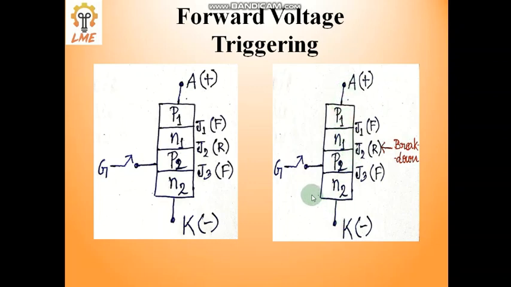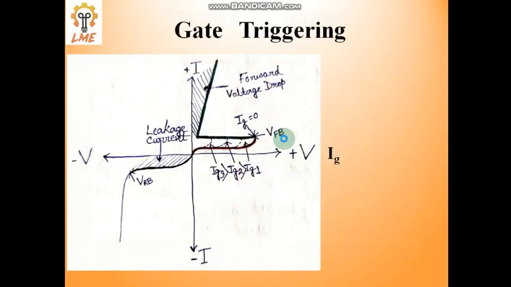So in this way we can trigger an SCR from off state to on state, but that is not an effective solution, because this may also create permanent damage to the device. So the second triggering method is gate triggering. This is the finest and most effective method to trigger an SCR.